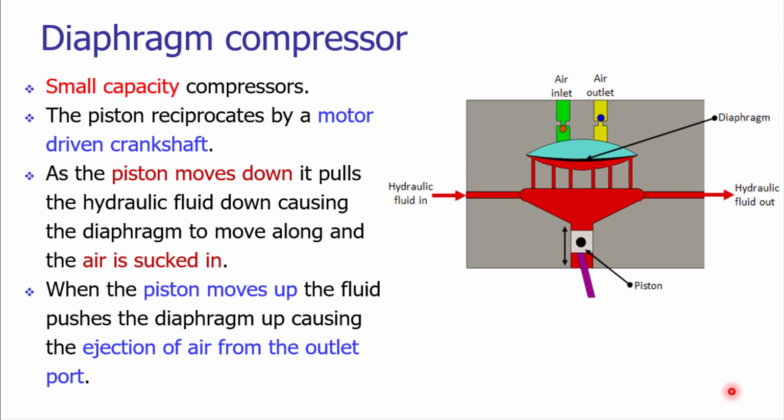So we are having one more interesting configuration based upon the reciprocation motion of the piston, and that is the diaphragm compressor. The construction of the diaphragm compressor can be seen on your screen. So it has the typical piston cylinder arrangement. This is a piston, there is a connecting rod, crank and crankshaft.